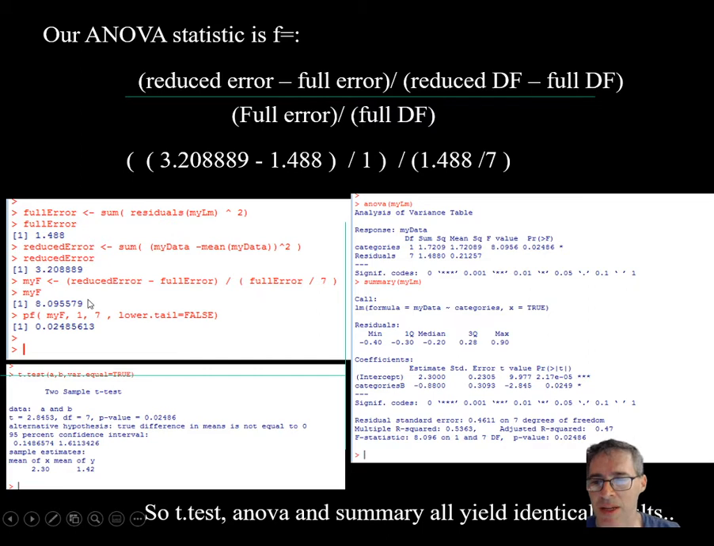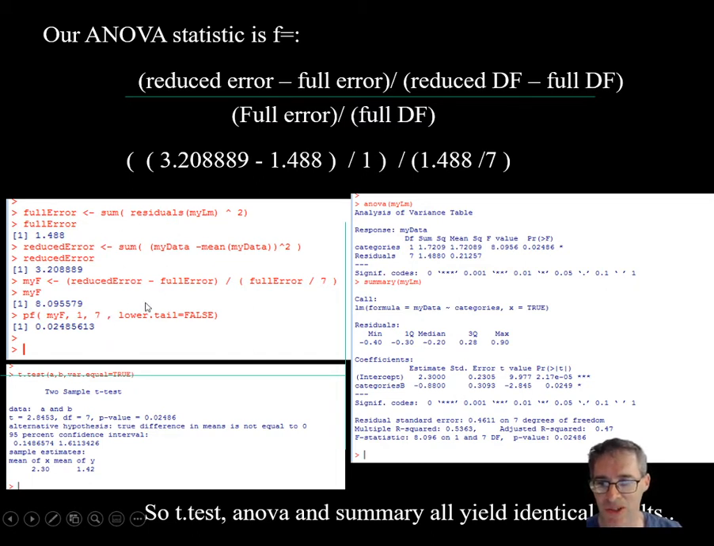Then this is going to be F distributed with degrees of freedom 1 for the difference in degrees of freedom and 7 for the degrees of freedom associated with the full model, which is n minus 1, since there was only one parameter. Sorry, n minus 2, since there were 2 parameters in the full model. Right, so this is F distributed with these degrees of freedom and making this a one-sided test, and I get this same 0.0248.